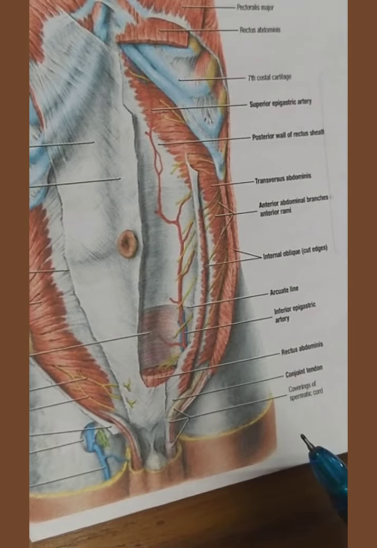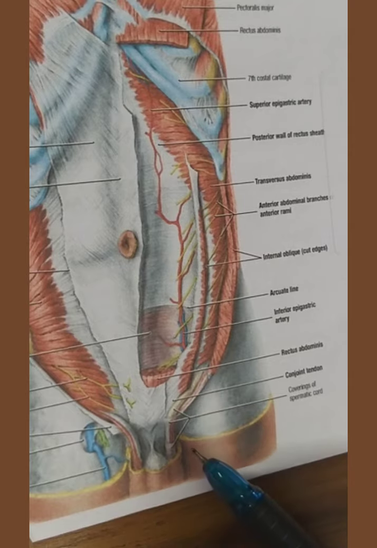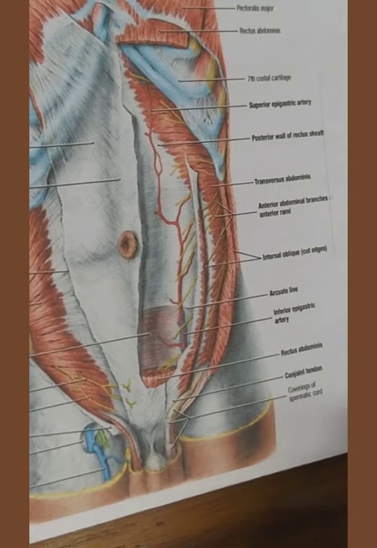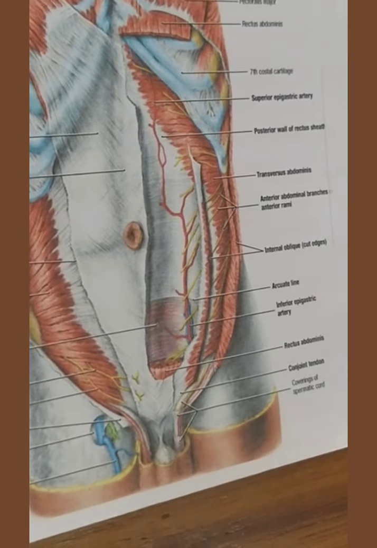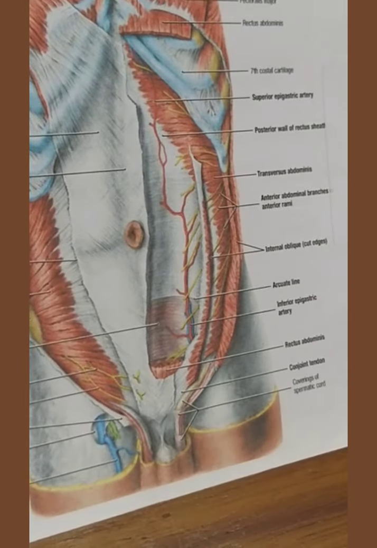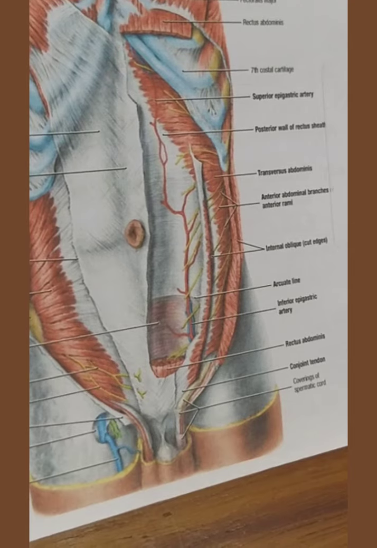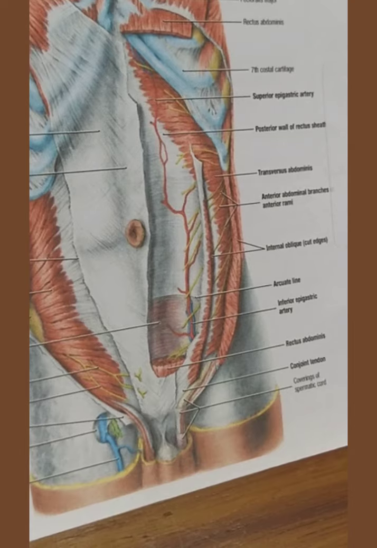This is also known as the falx inguinalis. This is inserted in the pubic crest and middle part of the pecten pubis. Now, 2/3 of the conjoint tendon is formed by transversus abdominis and 1/3 by the internal oblique. And its importance is that it forms the medial half of the posterior wall of the inguinal canal.